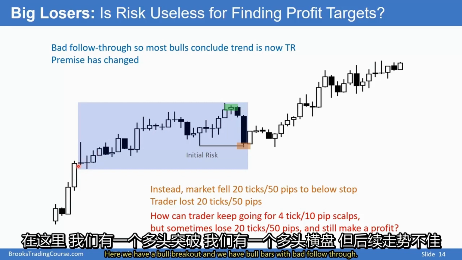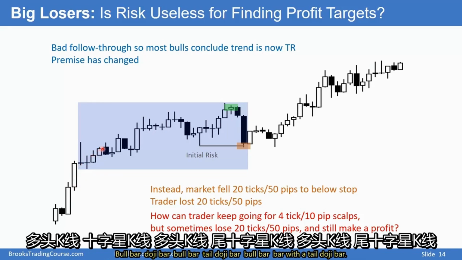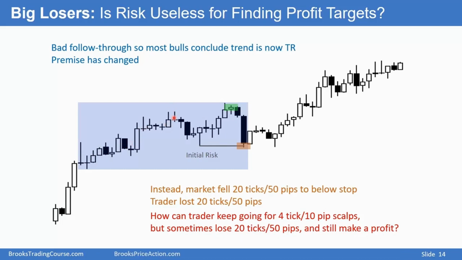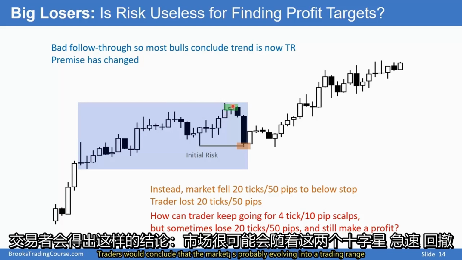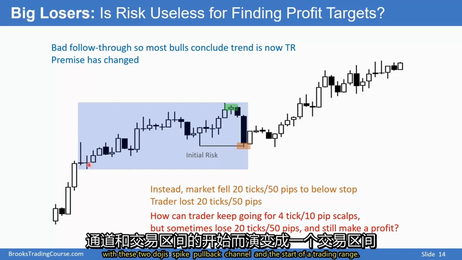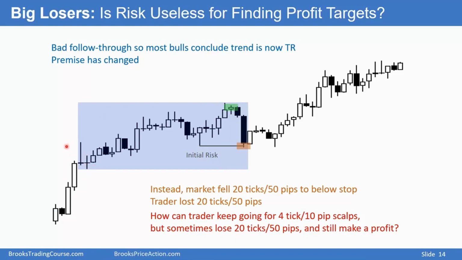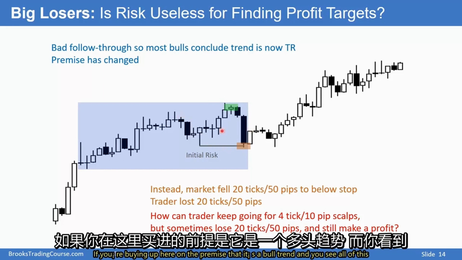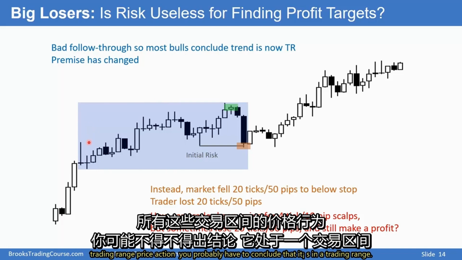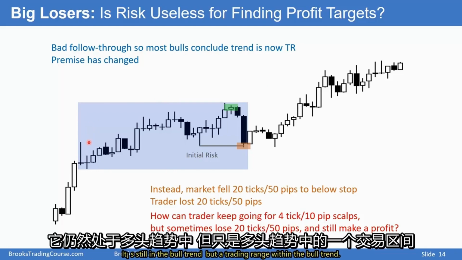Here we have a bull breakout, and we have bull bars with bad follow-through. Bull bar, doji bar, bull bar with a tail, doji bar, bull bar, bar with a tail, doji bar. Traders would conclude that the market's probably evolving into a trading range with these 2 dojis, spike, pullback, channel, and the start of a trading range. Therefore, the premise has changed. If you're buying up here on the premise that it's a bull trend, and you see all of this trading range price action, you probably have to conclude that it's in a trading range. It's still in the bull trend, but a trading range within the bull trend.